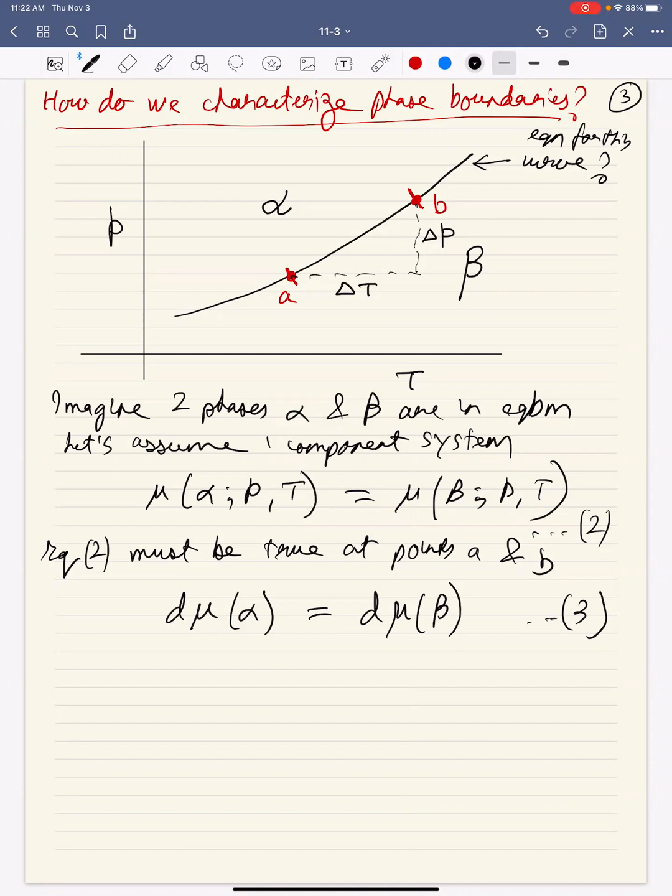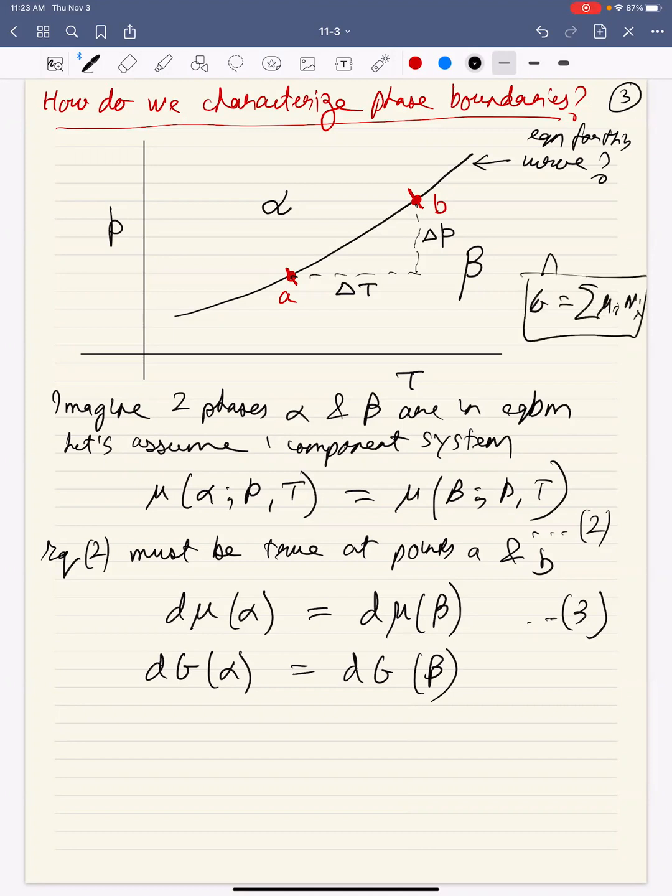We are thinking about a single component system. So we can go back from mu to G now, okay? In other words, dG of phase alpha must be equal to dG of phase beta. Normally G and mu are used interchangeably a lot. All you have to remember is the number of moles. Never forget that G is equal to the summation of mu_i N_i. This relation is important. Anytime you get confused between G and mu, you have to remember this one.